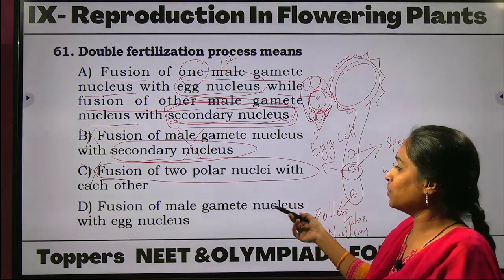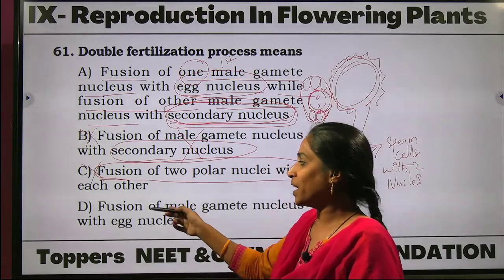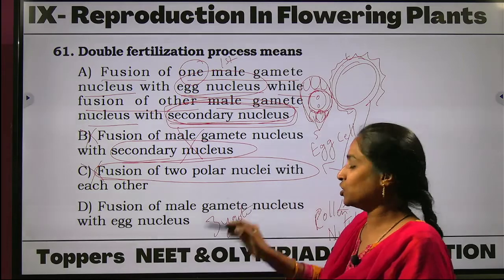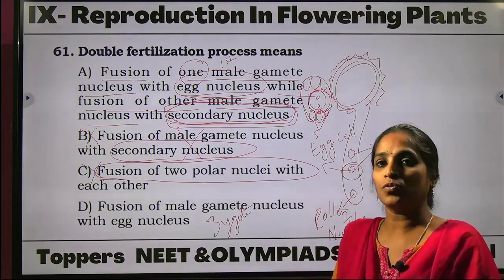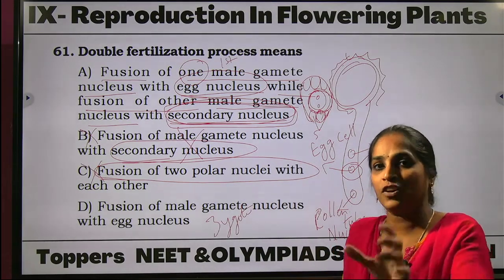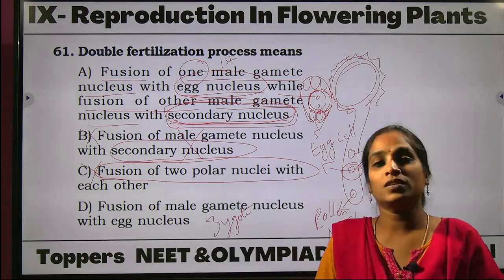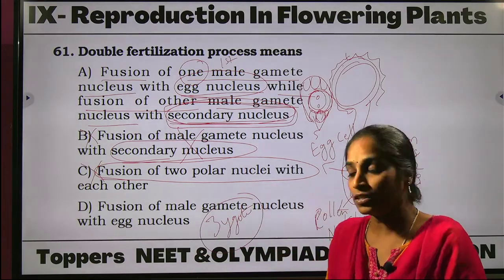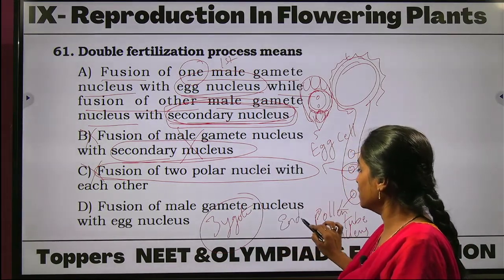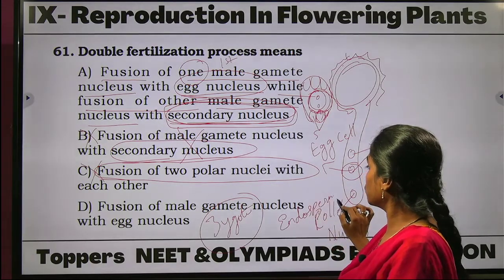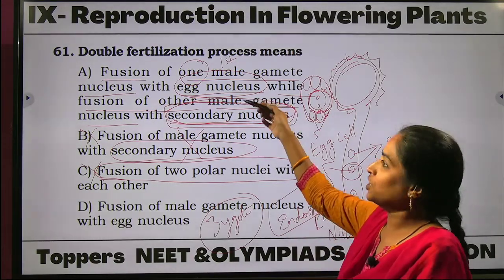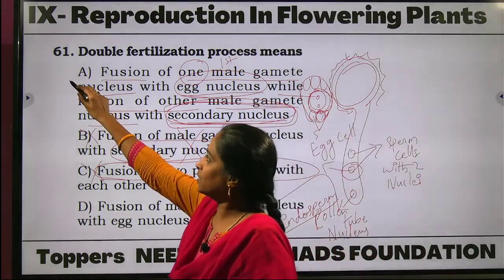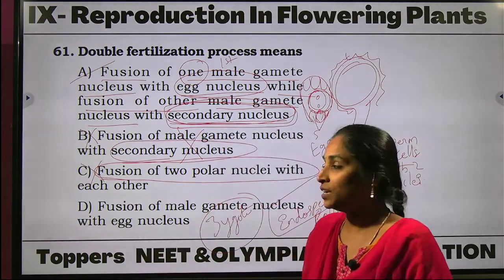Option B wrong, option C wrong, and let's come to option D. Fusion of male gamete nucleus with the egg nucleus. By this we can observe the formation of a zygote, but no formation of an endosperm. For endosperm formation there must be one fusion, and for zygote formation there must be one fusion. The zygote forms first by the first fertilization, and the endosperm forms by the second fertilization. So the clear explanation is given only in statement 1. Option A is the correct option, right?